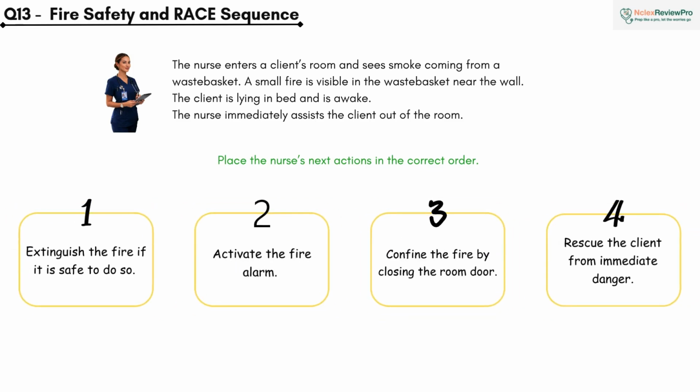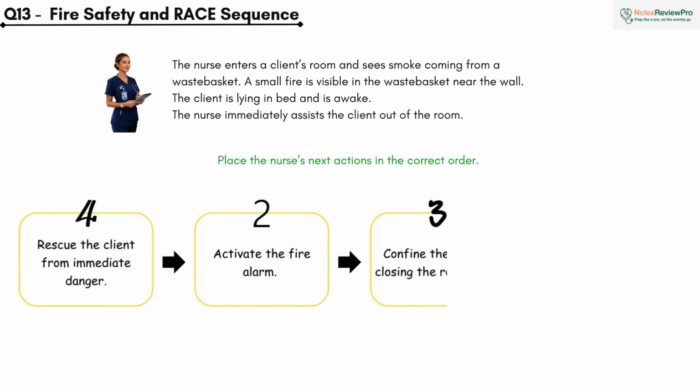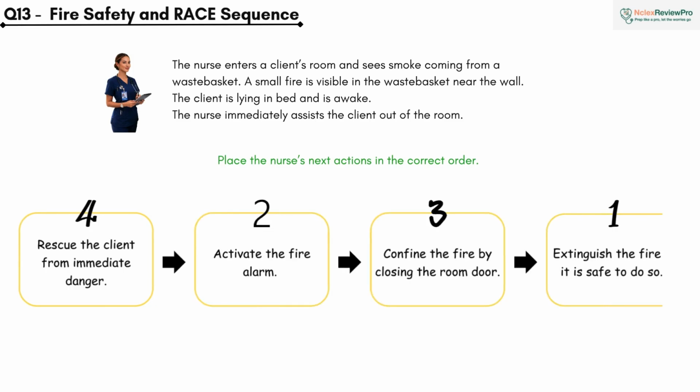The actions are, extinguish the fire if it is safe to do so, activate the fire alarm, confine the fire by closing the room door, rescue the client from immediate danger. Take a moment and think about the correct sequence. All right, let's break this down. The correct order is 4, 2, 3, 1. So the sequence of action is rescue the client from immediate danger, activate the fire alarm, confine the fire by closing the room door, extinguish the fire if it is safe to do so.